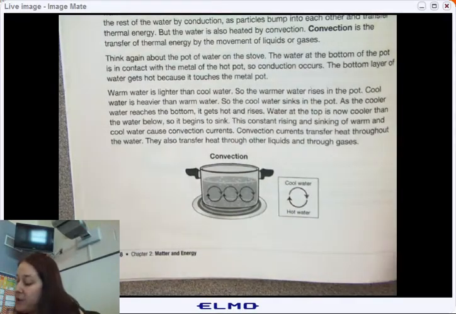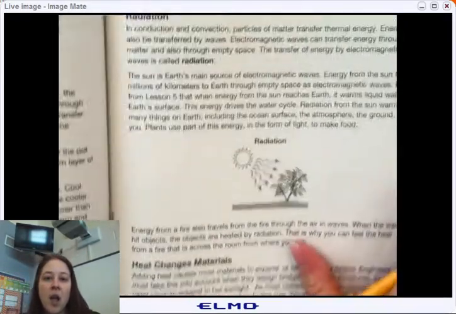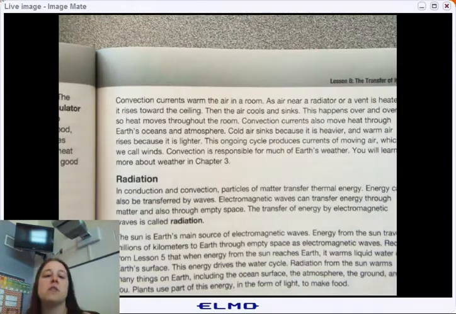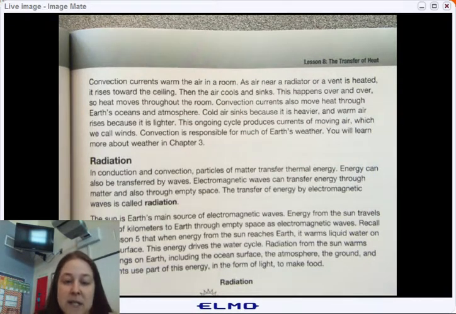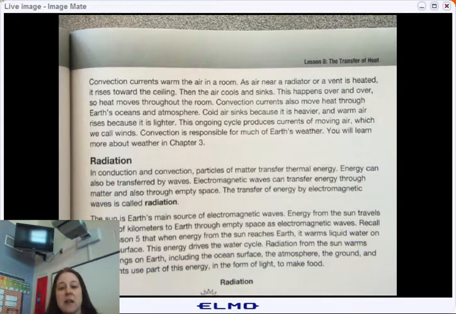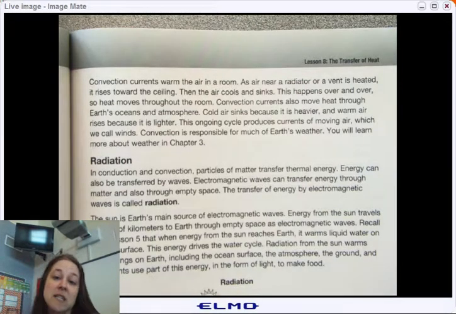So now we are on page 49. Convection currents warm the air in a room. As air near a radiator or vent is heated, it rises towards the ceiling. When air cools, it sinks. This happens over and over, so heat moves throughout the room. Convection currents also move heat through the Earth's oceans and atmosphere. Cold air sinks because it is heavier, and warm air rises because it is lighter. This ongoing cycle produces currents of moving air, which we call winds. Convection is responsible for much of the Earth's weather. You will learn more about weather in Chapter 3.